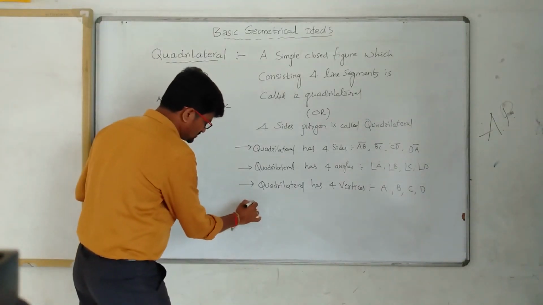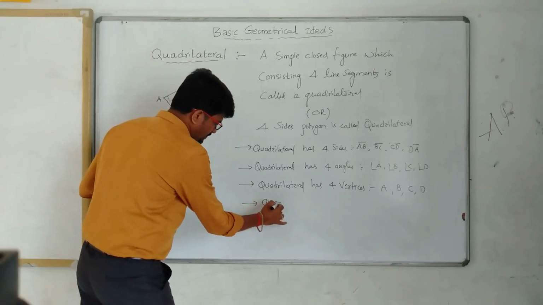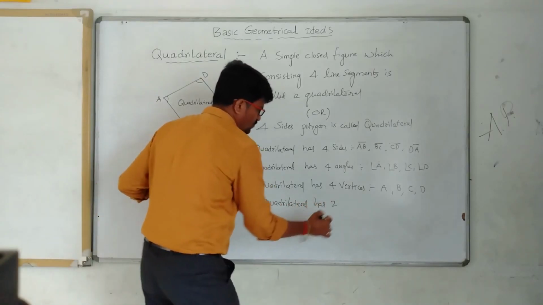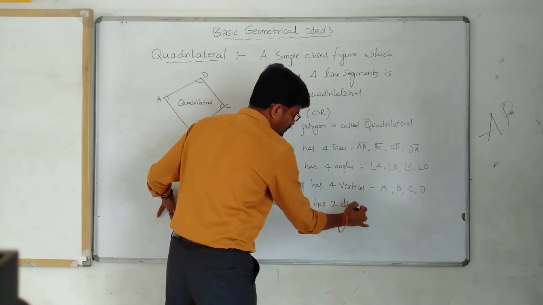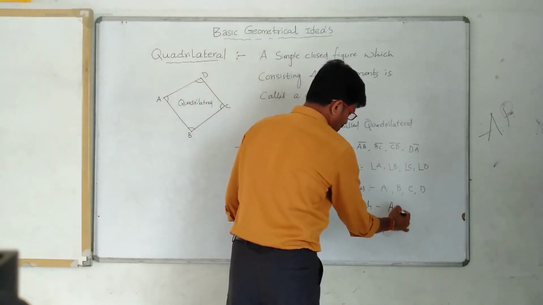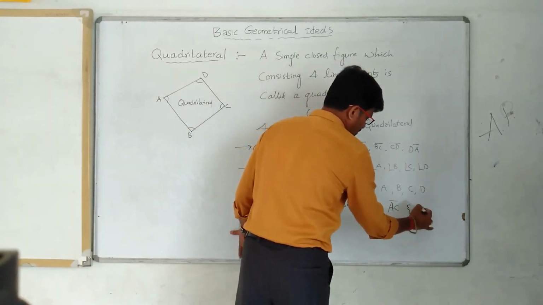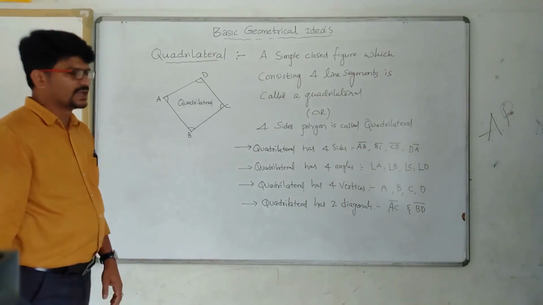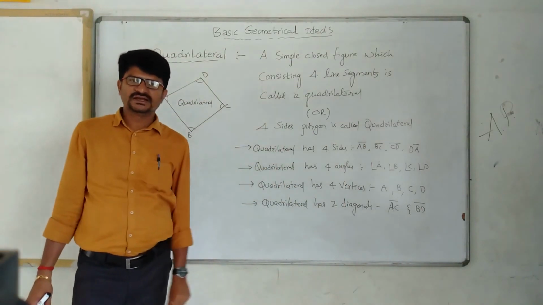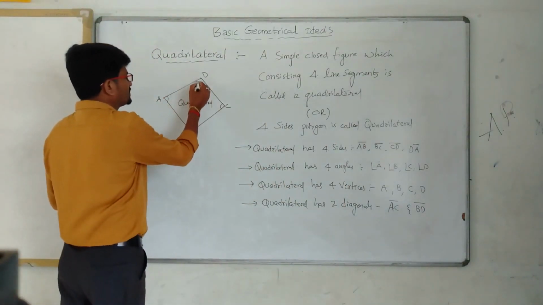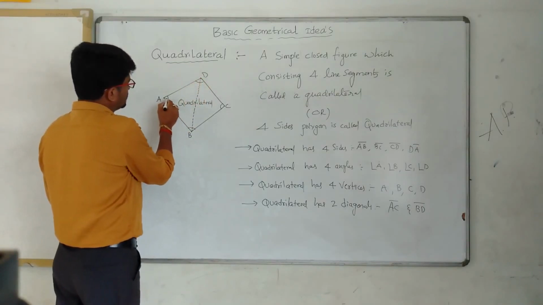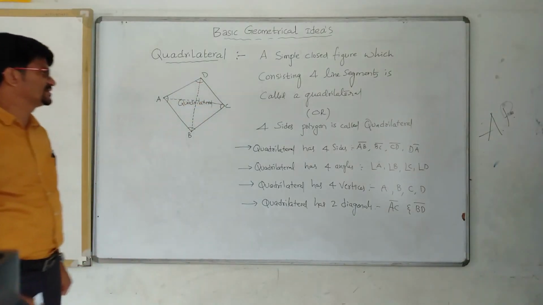And the quadrilateral has two diagonals also. That is AC and BD. Am I right? Is it clear, children? These are all the components of a quadrilateral. Clear? For example, if you draw a diagram, this is a diagonal, this is also a diagonal. Okay.